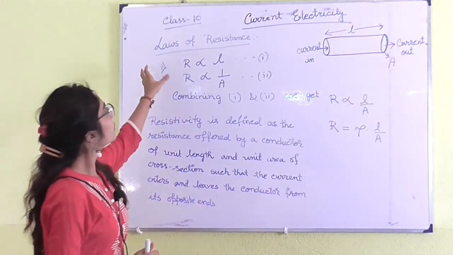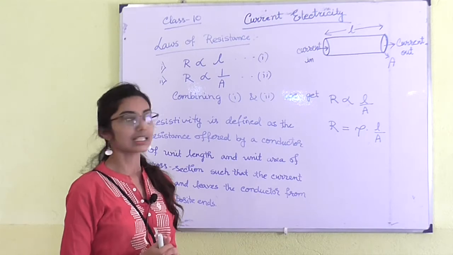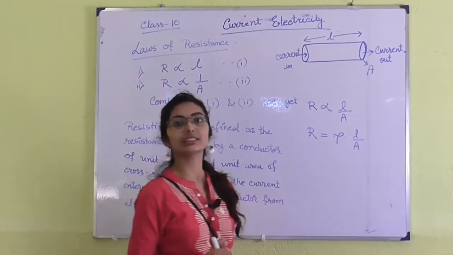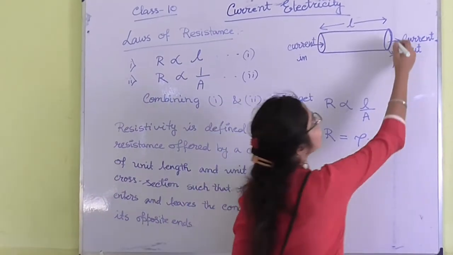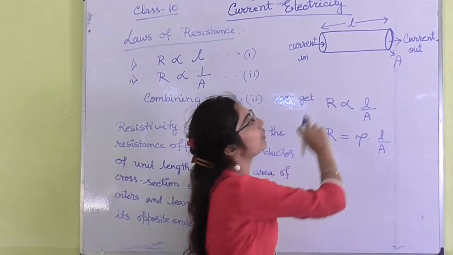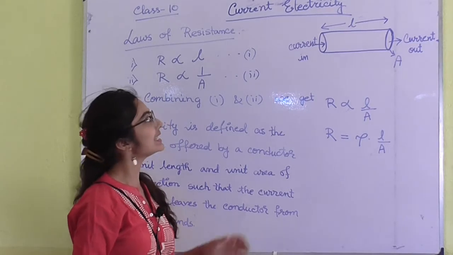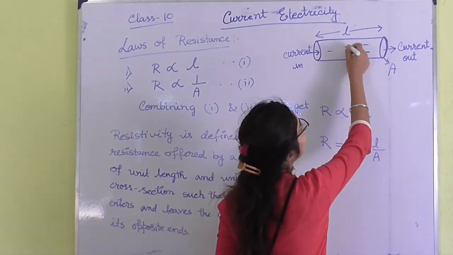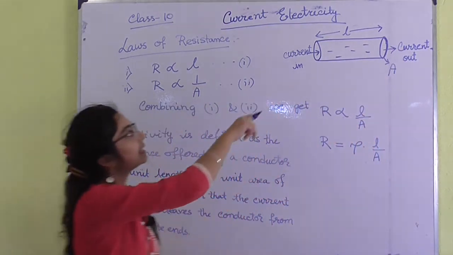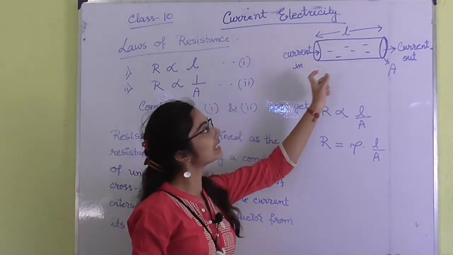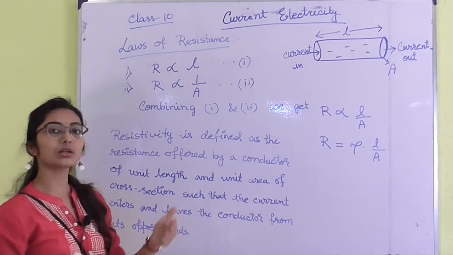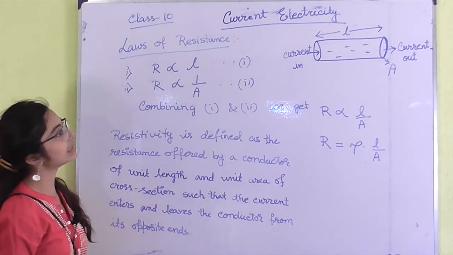So now we will study the laws of resistance. Suppose this is a conductor of length L and A is the cross section of the conductor. This is the cross section of the conductor of area A. Current is entering in this way and the electrons are leaving in this way. The amount of current leaving this cross section is the same as entering. Both of the cross sections are the same. This is a cylindrical conductor.